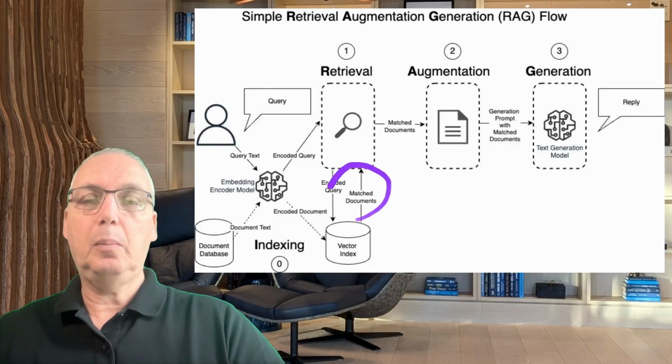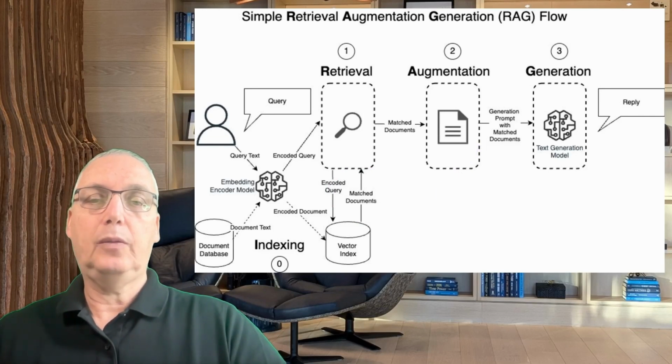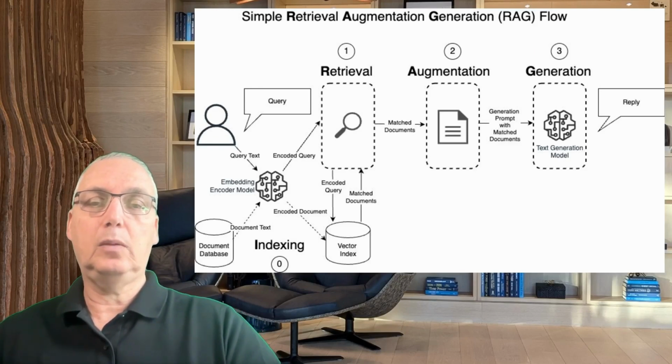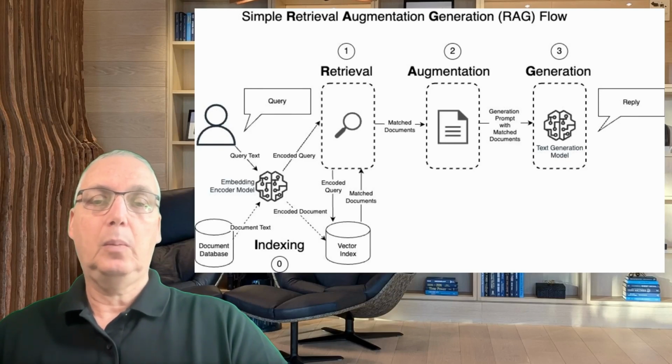Then we take the matched documents from the retrieval process and send them to the second step, the augmentation, where we take a predefined prompt. Please use the following documents, answer the question of the user, don't come up with information that is not in the document, and so on. So we can do some work on the prompt itself. But the most important part is the content that was received from the retrieval part.